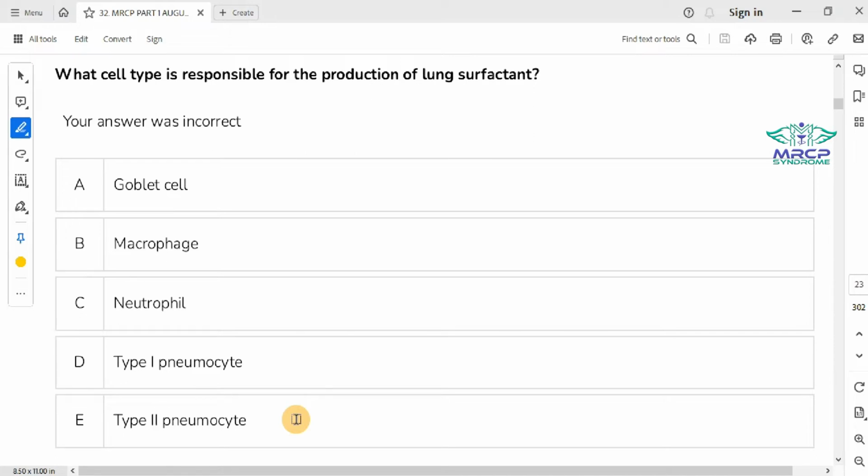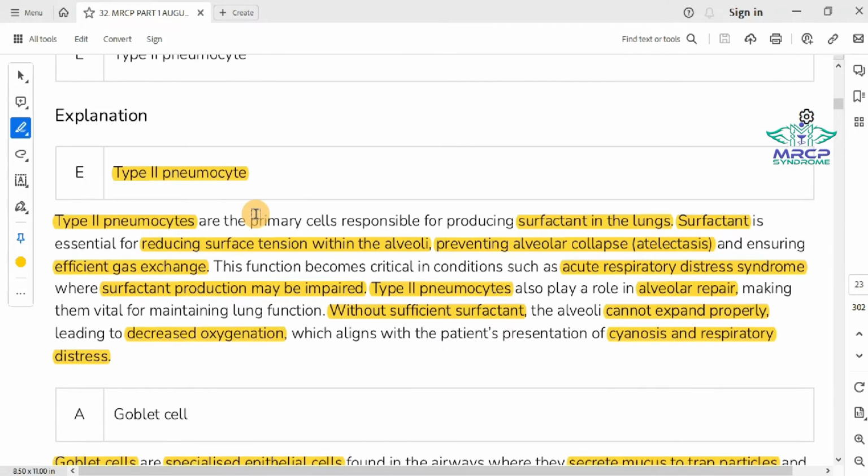And this surfactant is usually the lipoprotein complex that reduces the surface tension in the alveoli, which will prevent lung collapse, and it will also help in the gaseous exchange. And type 1 pneumocyte or type 1 alveolar cell, they are mainly responsible for the gaseous exchange. Type 1 cells do not secrete the surfactant, and this surfactant plays a crucial role in preventing respiratory distress and lung collapse, especially in the premature infant who usually lacks adequate surfactant.